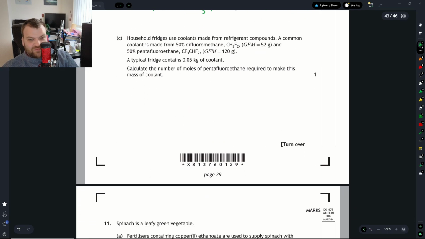In this question, we're told about refrigerants. Here we want to know about pentafluoroethane. We make 0.05 kilograms of coolant. It's 50% of each. So 50% of the 0.05 kg would be half of it, so 0.025 kilograms.